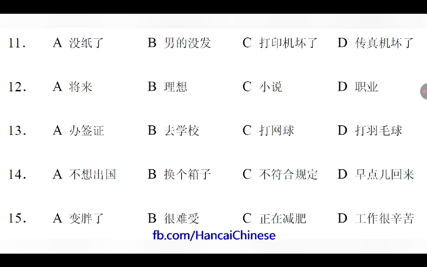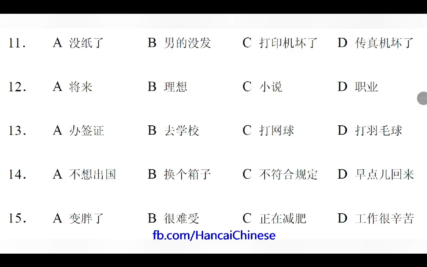12，这本小说讲了一个爱情故事。 这本小说讲了一个爱情故事。小说。Okay, we have to also understand the question.